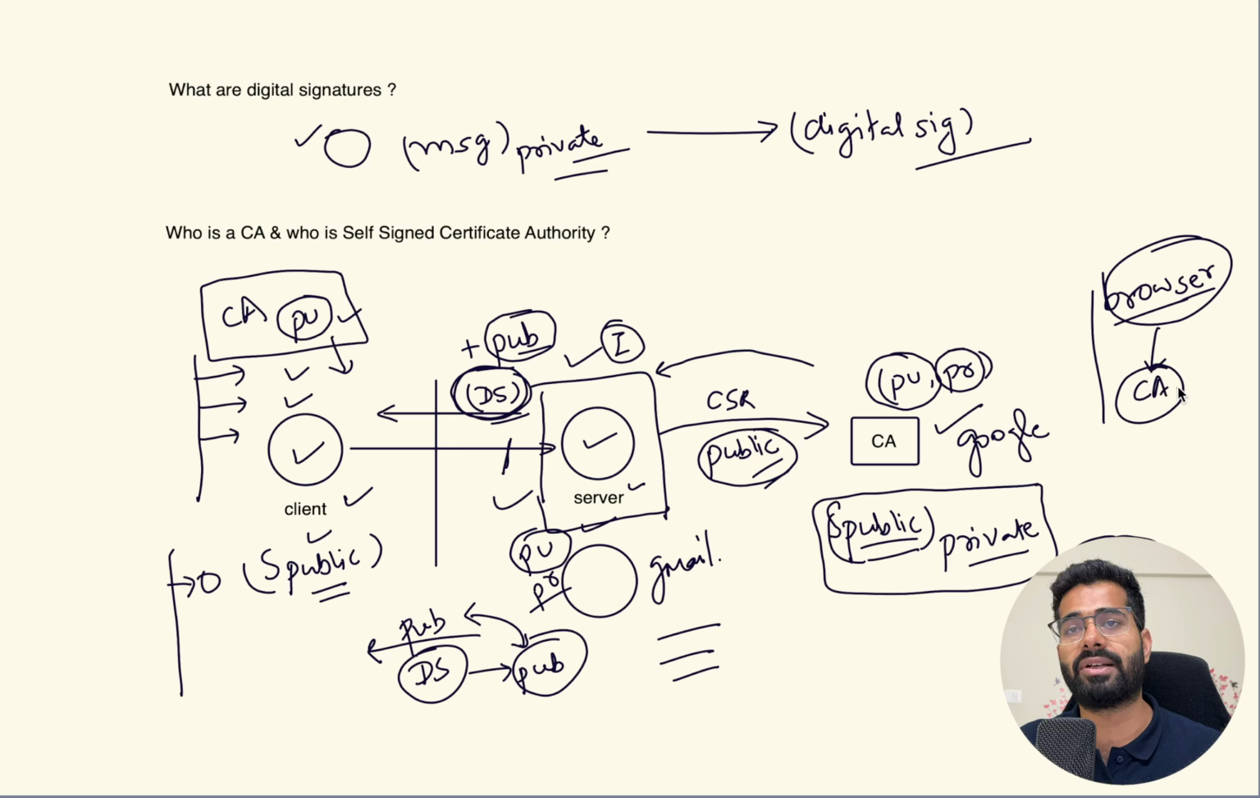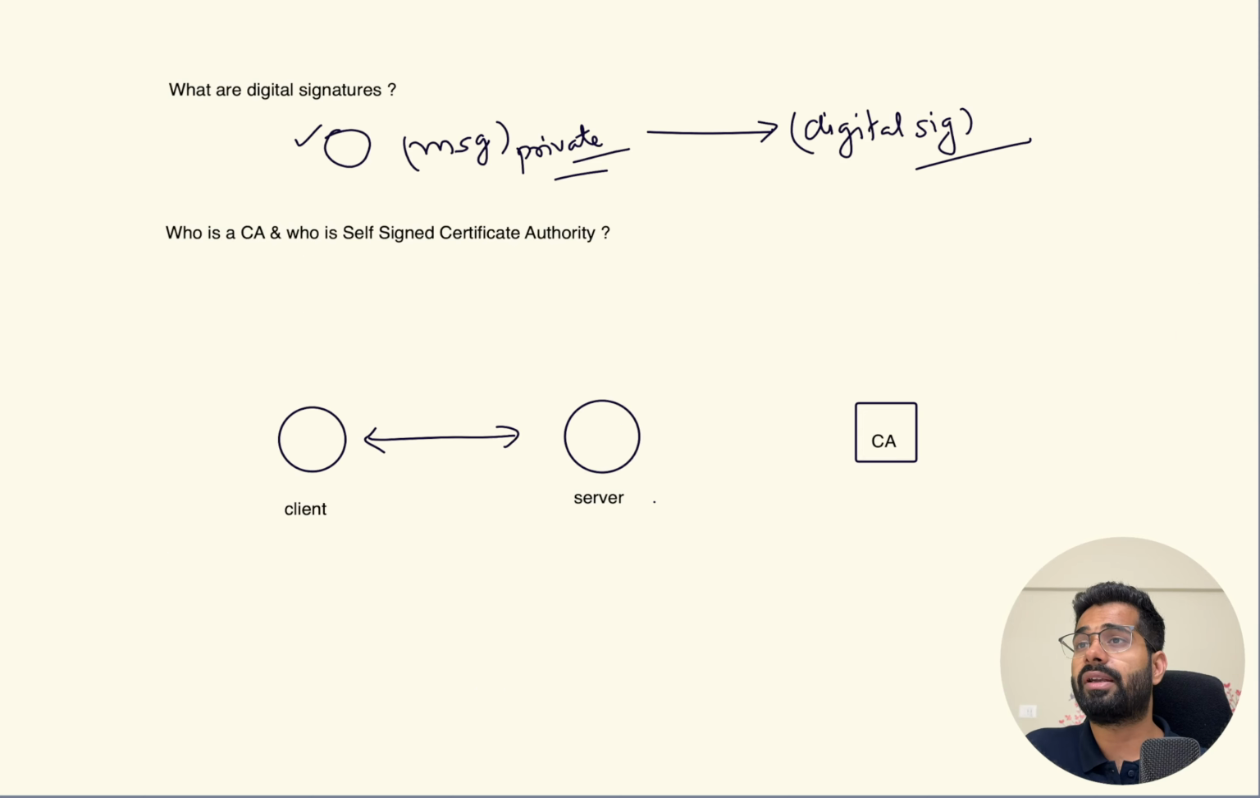So these are some certificate authorities whose public keys come pre-installed on the browsers. So you need not worry about them. Those are internally stored within the browser, and those will be used to authenticate the server. So now let us see what a self-signed certificate authority is.